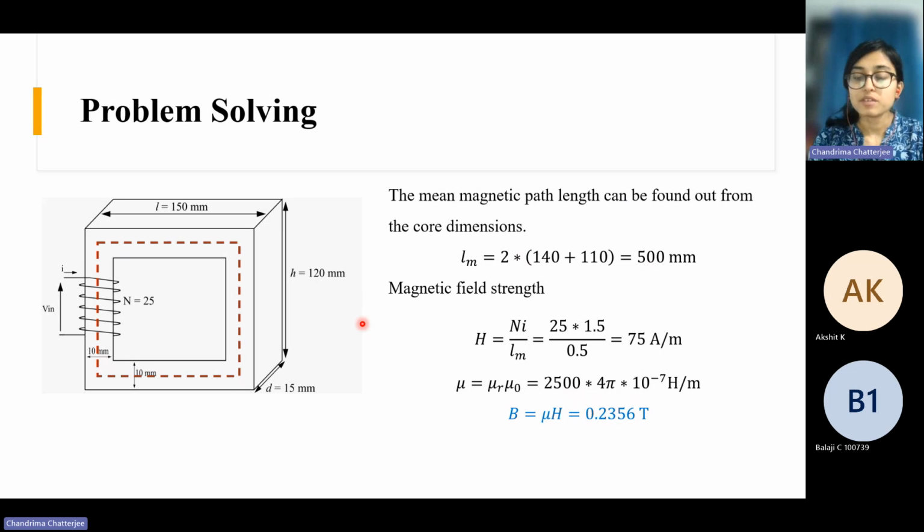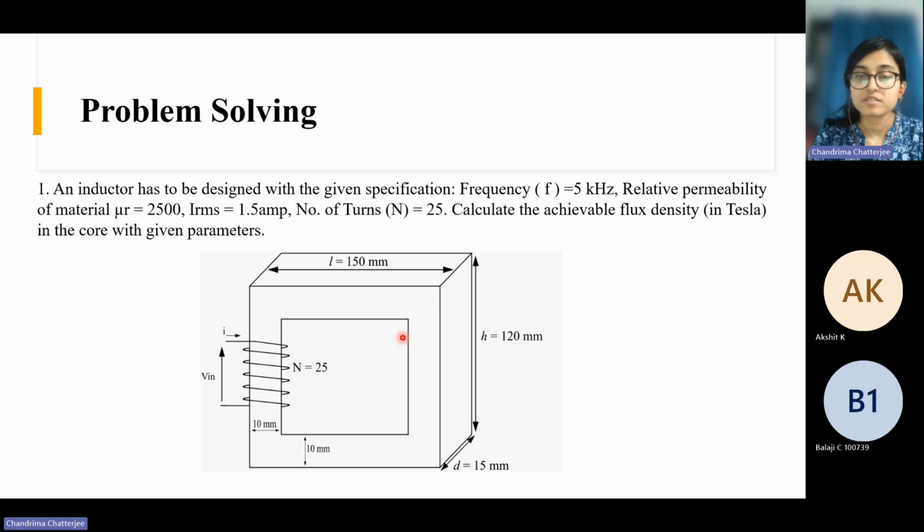Okay, let's see the next problem. Can you show the problem once, ma'am? The previous slide.